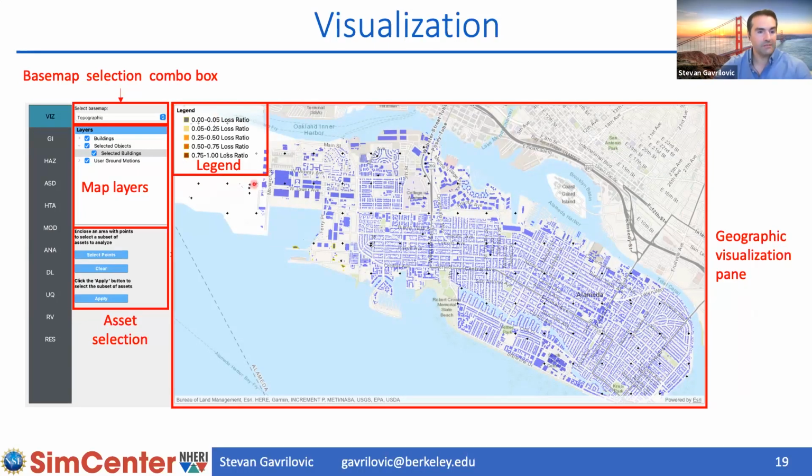Right next to that, we have the map legend. As you click on different layers, this legend will change to reflect what components or what visual elements you have in that layer. So if you click on, say, user ground motions, it'll tell you how the ground motion grid point looks like. When you click on buildings, it'll tell you how the building footprint looks like, to give you an idea of what's going on. Right under that is the asset selection, which I'm going to go over in the next slide. But this lets you select assets directly on the GIS map for analysis.